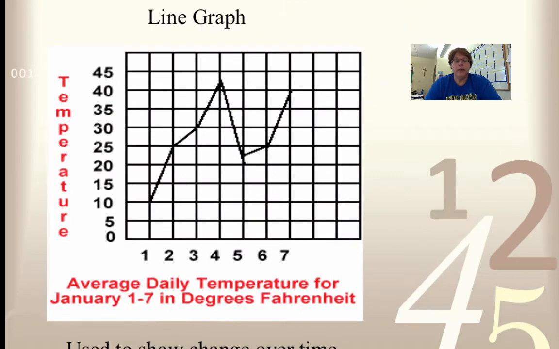Our second type of graph is called a line graph. A line graph is when you are measuring something over an amount of time. For example, this is what the temperature was for a whole week. On the first day, the temperature was 10 degrees. On the second day, it got a little bit warmer, and then it kept getting warmer, and then it went down, and then it went back up.